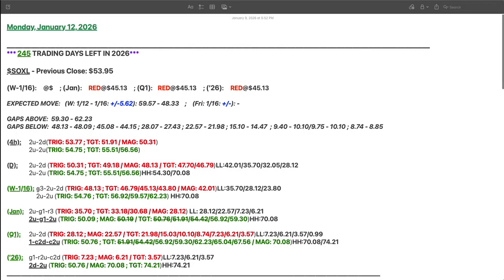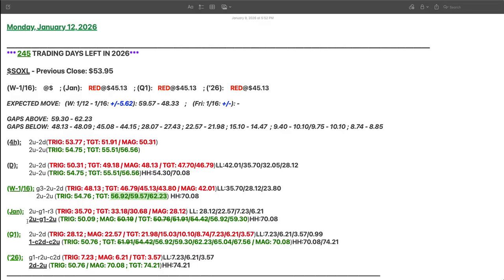On the week, again, we talked about if we go to the downside, we've got quite a ways to go. We would have to get down to 48.13 to trigger that, but it would trigger the 3 2 up, 2 down, triggering at 48.13 with the magnitude all the way down at 42.01. Again, we are in an uptrend, so I did put possible bounce points here. If we go to the upside, we would get a 2 up, 2 up continuation, triggering at 54.76, and we've got our extended targets listed for you here.